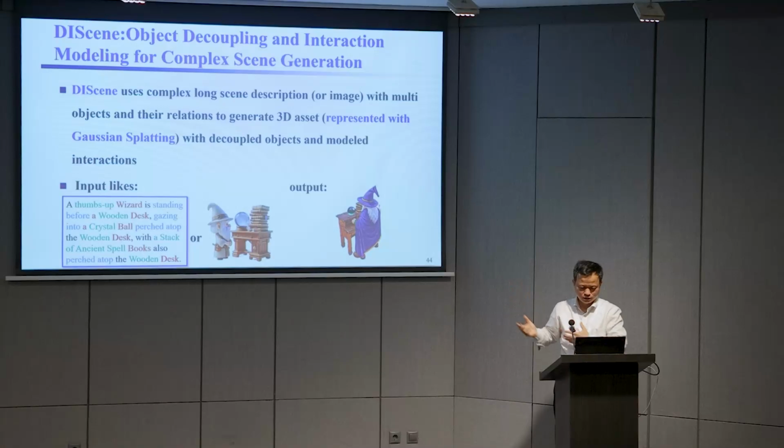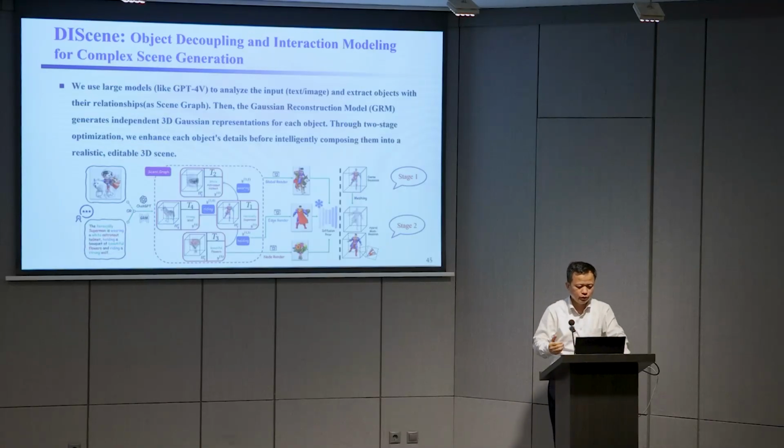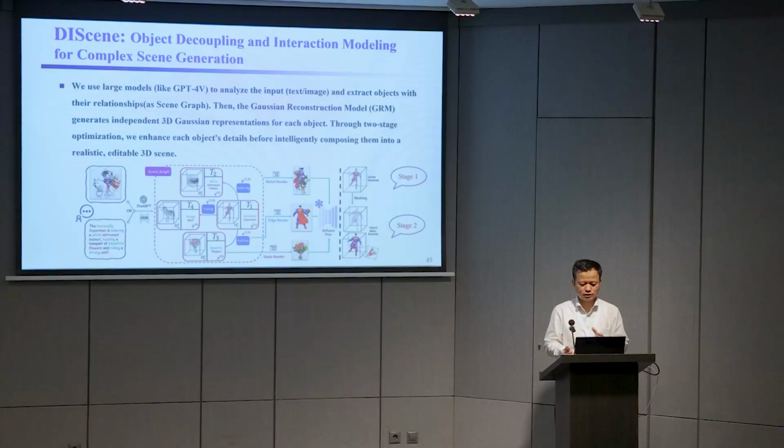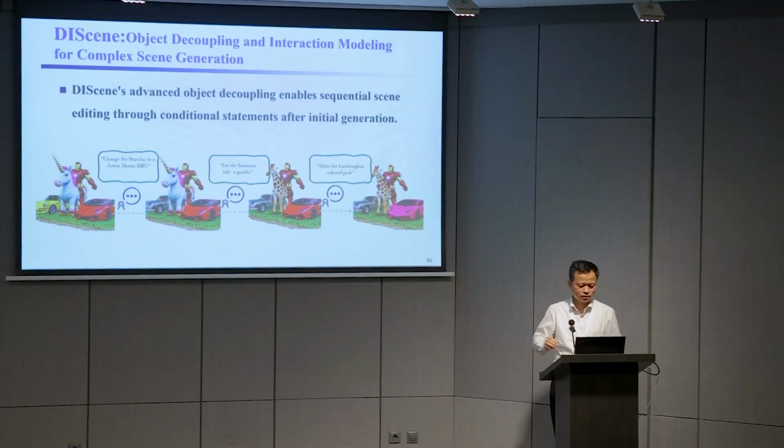Output is a 3D scene. So we use a large model like GPT-4V to analyze the input text or image and extract objects with their relationships as a scene graph. Then the Gaussian reconstruction model generates an independent 3D Gaussian representation for each object. Through two-stage optimization, we enhance each object's detail before intelligently composing them into a realistic, editable 3D scene. So AI now is very, very powerful, actually. So you can see results.